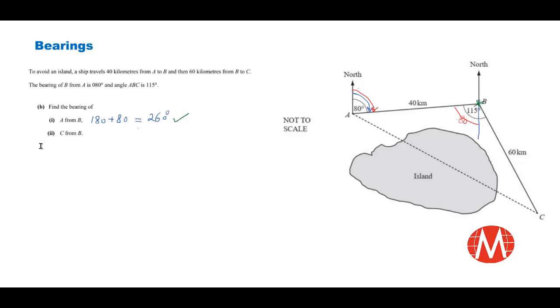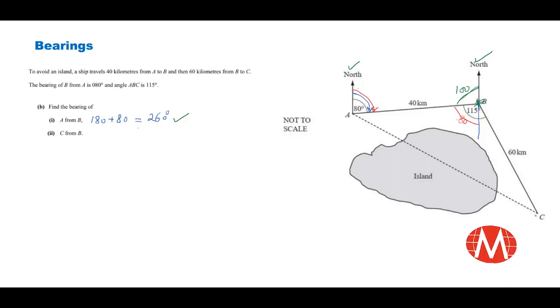And in the second part, we have to find the bearing of C from B. From B means we are at B. You may know that these two norths are parallel lines. So if this angle is 80, the sum of these two angles will be 180, so this will be 180 minus 80, it is 100.